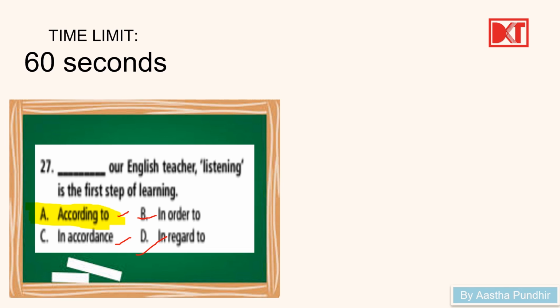Here, what is the preposition? The preposition is according to, and the noun is what? The noun is our English teacher. So according to our English teacher, listening is the first step of learning, which means as per the English teacher. It means that is her view. We have in order to, which can be used when we're talking about some purpose or step. Alright, in accordance, in relation to something, then in regard to again can be used for relation to something or in detail to something. Alright.